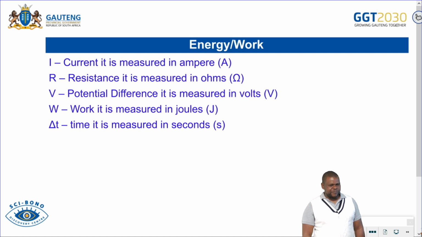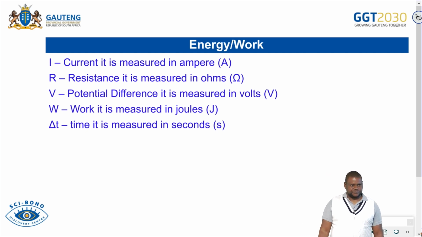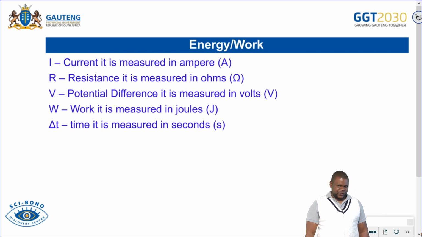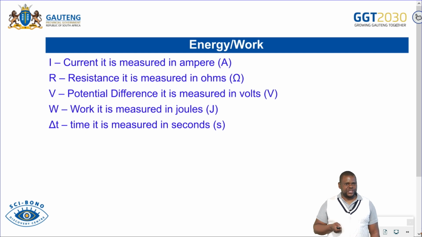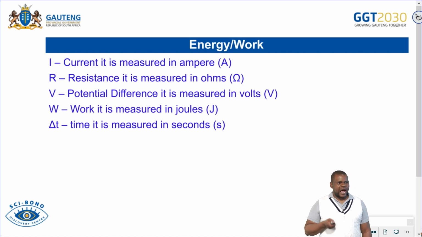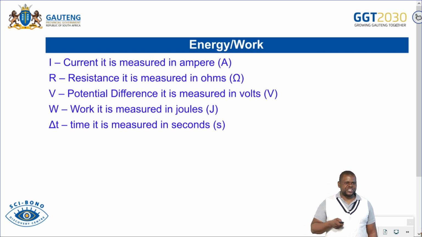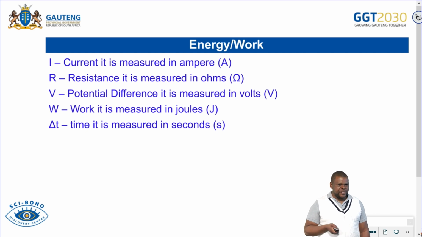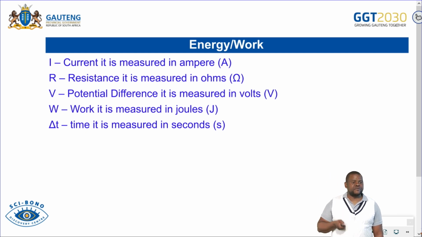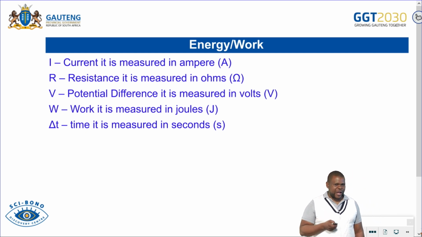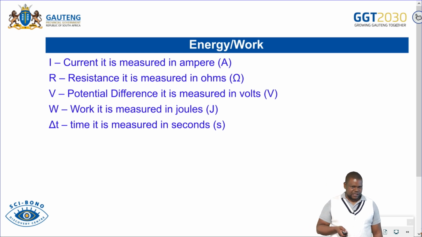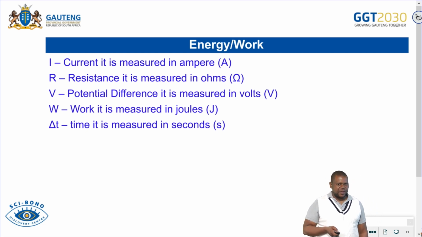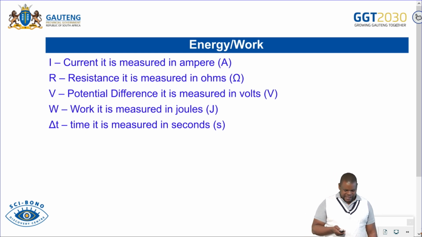Then we're simplifying the symbols. We say I, remember, is for current and is measured in ampere. R is for resistance and is measured in ohms. V is for potential difference and is measured in volts. W is work and is measured in joules. T is time and is measured in seconds.